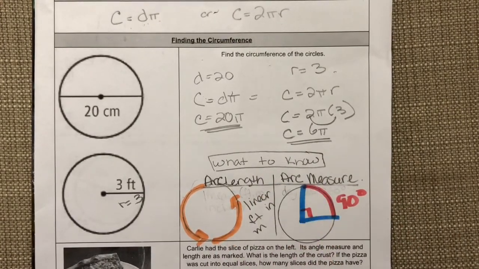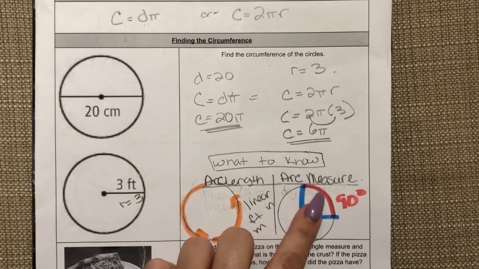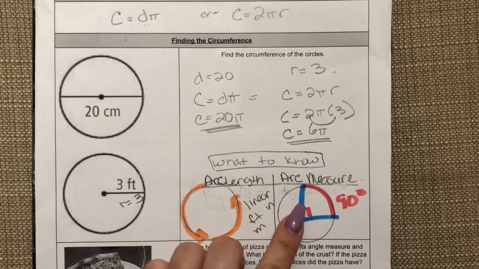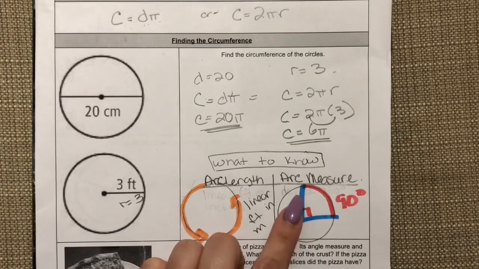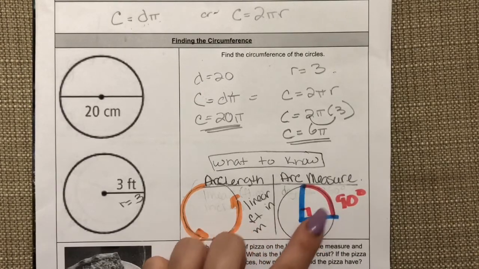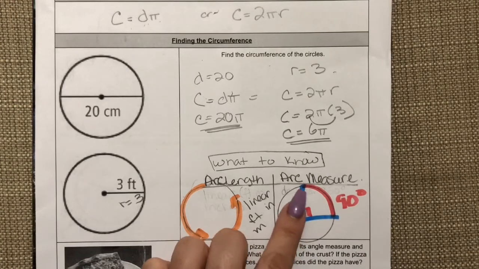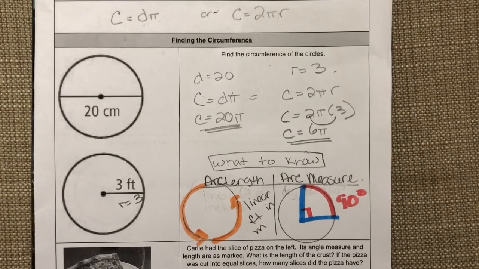Now, if you hear me say arc measure, well, now I'm not talking about length in feet and inches, I'm talking about degrees. So for instance, this is an arc, and notice this central angle here is 90 degrees. Well, central angles are equal to their arc measures. So if this angle is 90, that means that this arc measure is also 90 degrees.